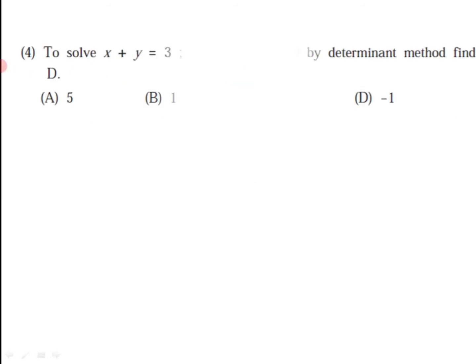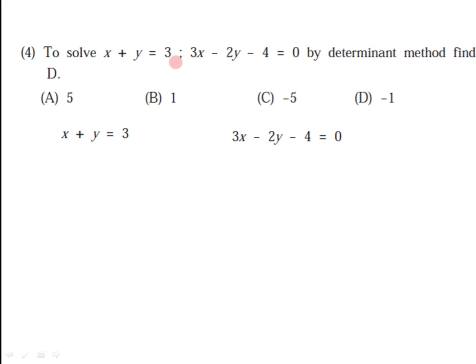Let us have the next question. To solve x plus y is equal to 3 and 3x minus 2y minus 4 is equal to 0 by the determinant method, find D. To solve these two equations by the determinant method or by Cramer's rule, we have to find the value of D. First of all, we should write these two equations. First equation is x plus y is equal to 3. And the second equation is 3x minus 2y minus 4 is equal to 0. To have this in standard form, we can transfer minus 4 to the right hand side to get the equation 3x minus 2y is equal to 4.